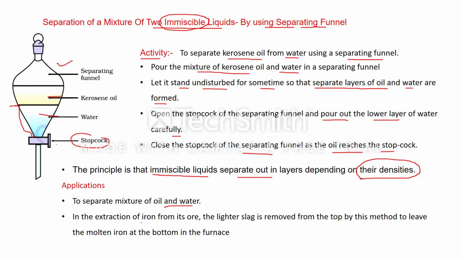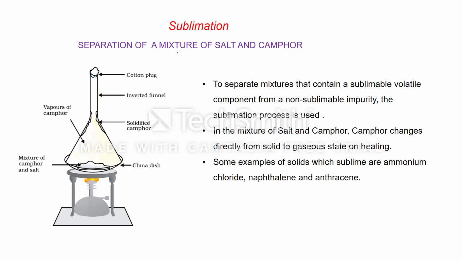In extraction of iron from its ore, the lighter slag is removed from the top by this method to leave the molten iron at the bottom in the furnace. Actually, this is part of extraction of metal which you will discuss in higher classes. Next, sublimation. In the first chapter you discussed sublimation.